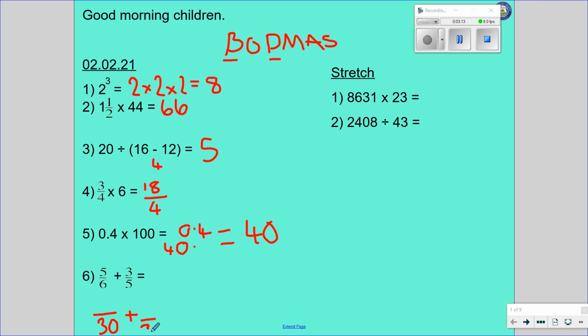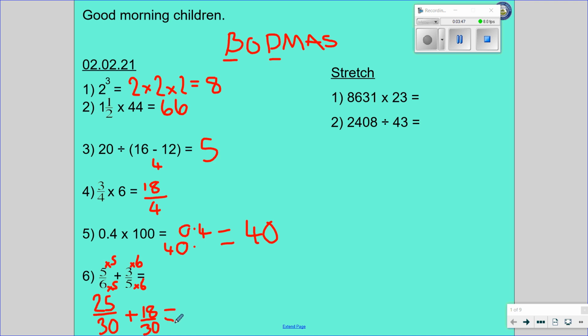So I'm going to rewrite both of these fractions, but with a denominator of 30. So then I ask myself, what do I times 6 by to get 30? I'm timesing by 5. So I've done that on the bottom, so I've got to do the same on the top. 5 times 5 is 25. What do I times 5 by to get 30? I'm timesing by 6 this time, so I've got to do the same on the top. 3 times 6 gives me 18, and now I can add them together.